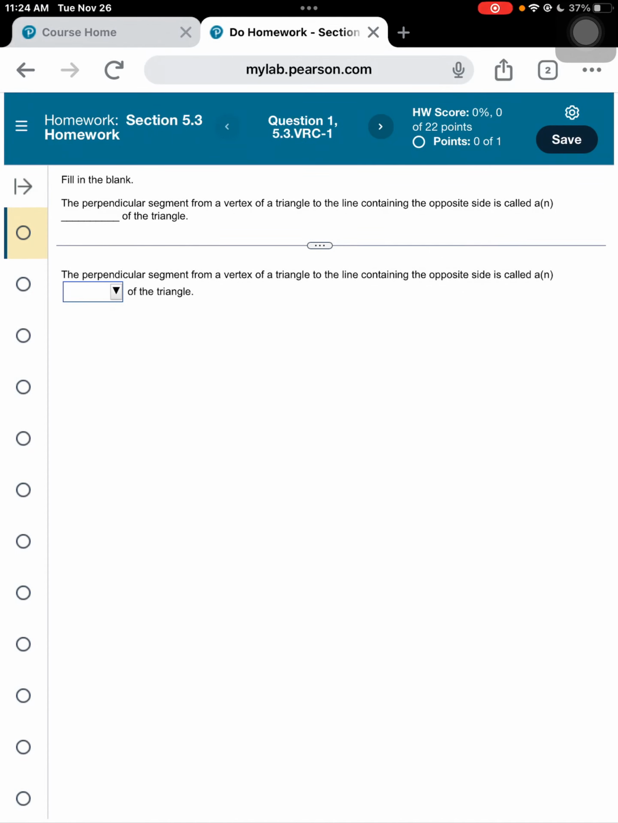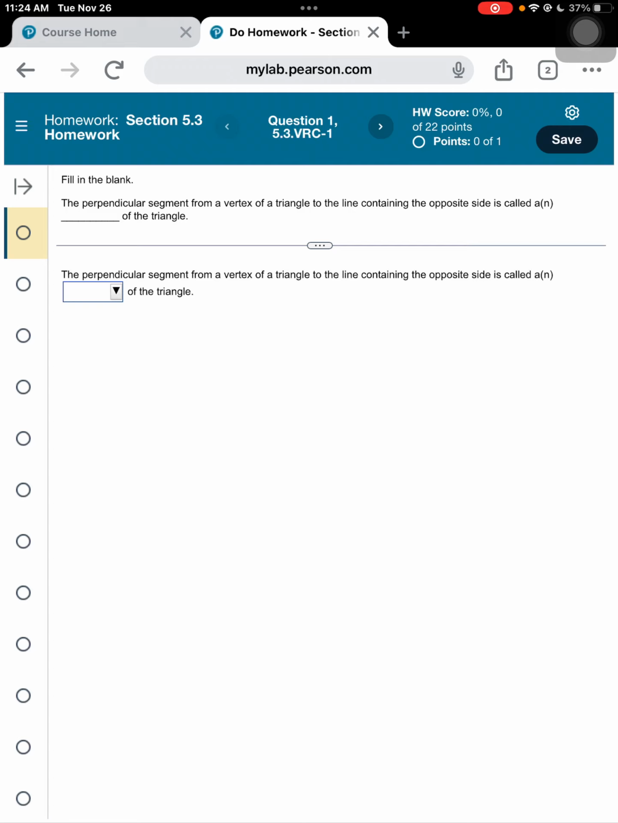Okay, so we're going to start 5.3. Let's start. The perpendicular segment from a vertex of a triangle to the line containing the opposite side is called the blank. When we did 5.2, we went over 2 points of concurrency.